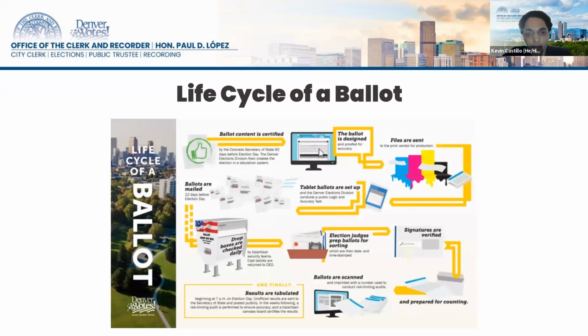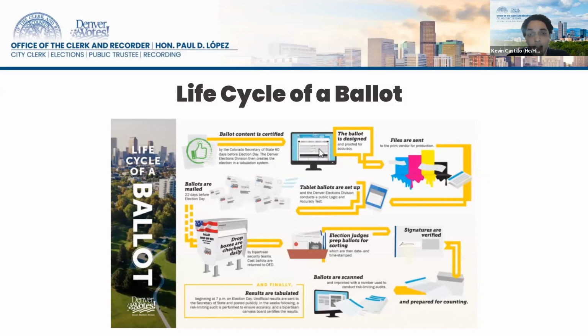So, life cycle of a ballot. First step is the ballot content is certified. Of course, this happens after petitions have been accepted and all the candidates are determined and made official. We send that information to the Secretary of State for a ballot certification. After we get that, we design the ballot all in-house, and then they're printed at our print vendor. The voting tablets are set up for the voting sites, again, in-house. And then from there, ballots get mailed to voters.